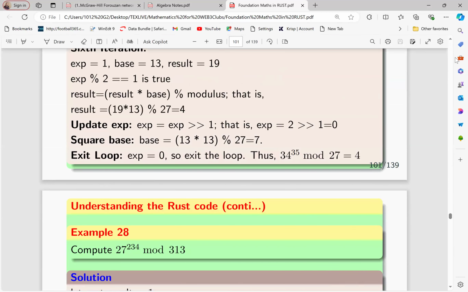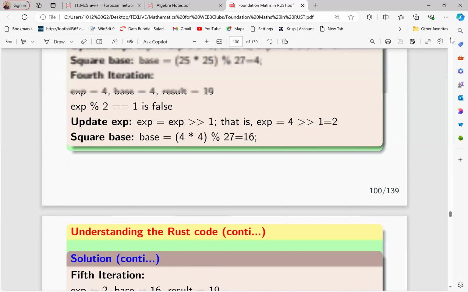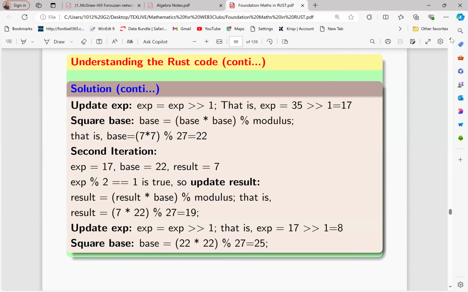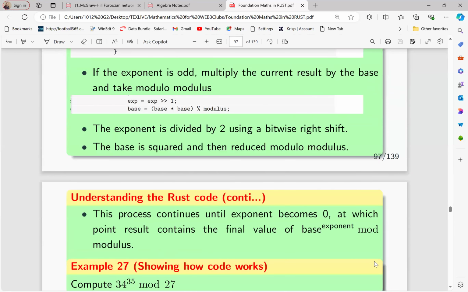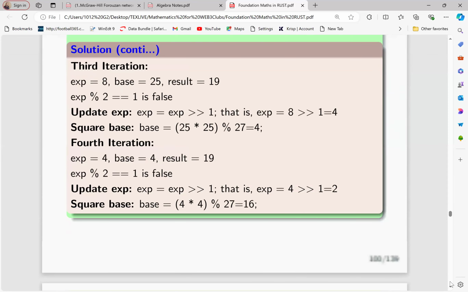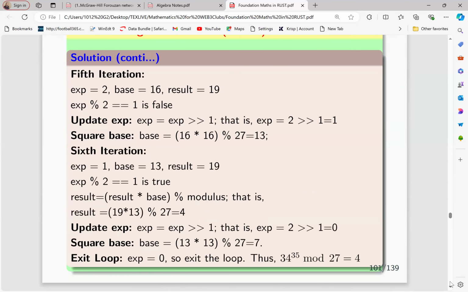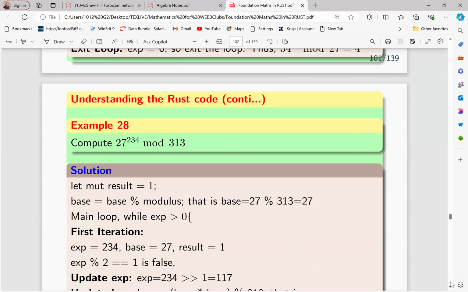Okay, so when we left, we had just looked at this example. I was explaining how the code functions. So I used this example to explain how the code functions. Now, there's another example just to emphasize that, but I'll not go through it. This example, 28, I've again explained how the code will function to give us the remainder when this value is divided by 313.